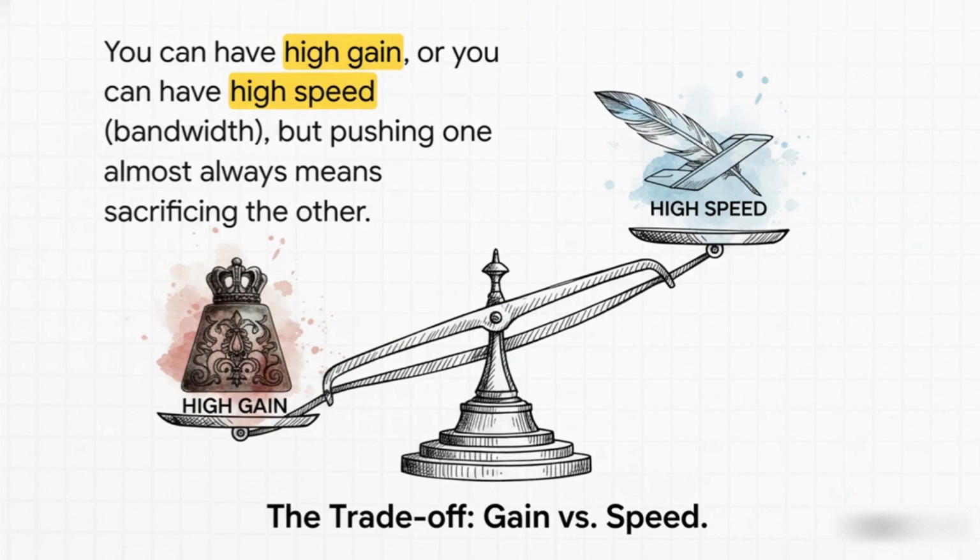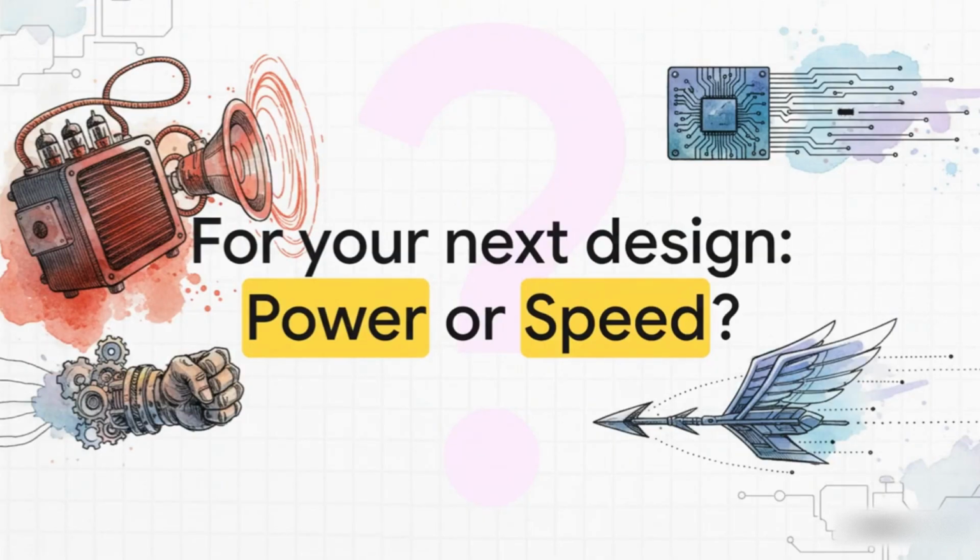What this really means is that engineering, at its heart, is about making smart compromises. If you need massive gain for, say, a low-frequency sensor, you're going to have to sacrifice speed. If you need lightning-fast speed for a radio signal, you'll have to live with lower gain. It's always, always a balancing act. So, from now on, whenever you look at a piece of electronics, you can think like the engineer who designed it. Just ask yourself, okay, what was the trade-off here? Did the designers go for power, or did they go for speed? Because now you know the secret. They couldn't have had it all.